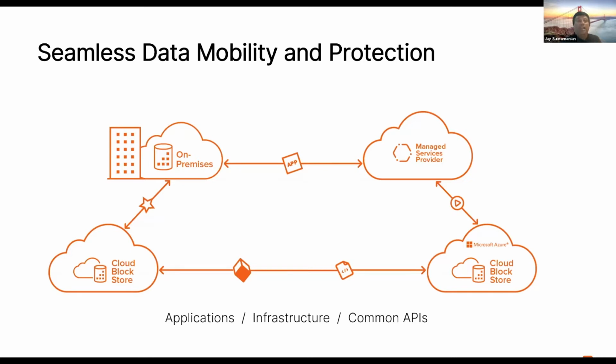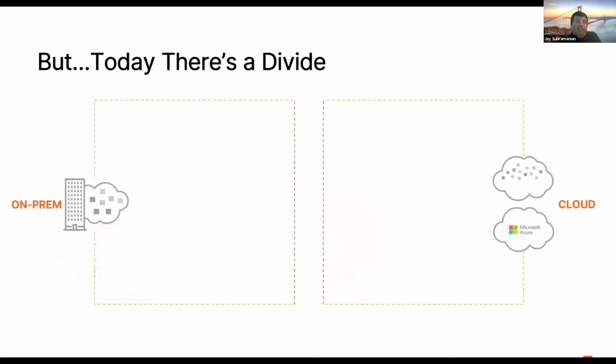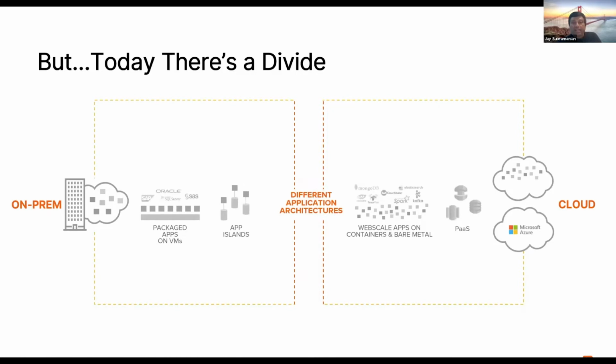Now, that's really what we want to get to, but today there's a divide. The divide is that the paradigms between on-prem and cloud are very different, in that the typical applications are very different. In the on-prem case, it's mostly the large enterprise databases and ERP systems that you're familiar with, whether it's SAP, Oracle, or SAS, or SQL Server. But in the context of web scale, it's very different applications. It's the MongoDBs, the Couchbase, the Sparks, the Kafkas, and so forth.